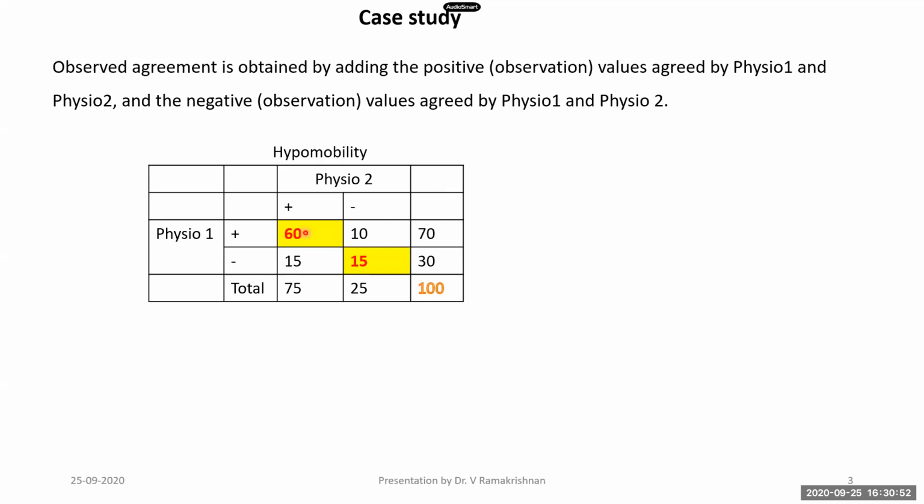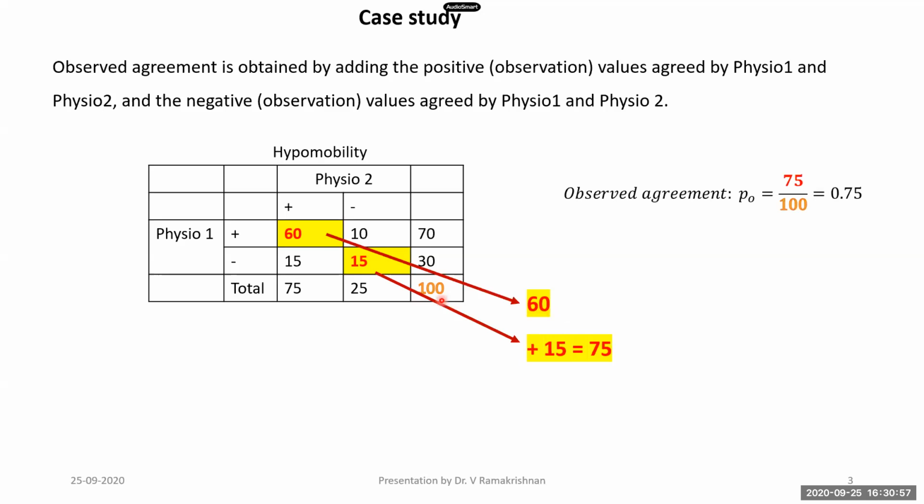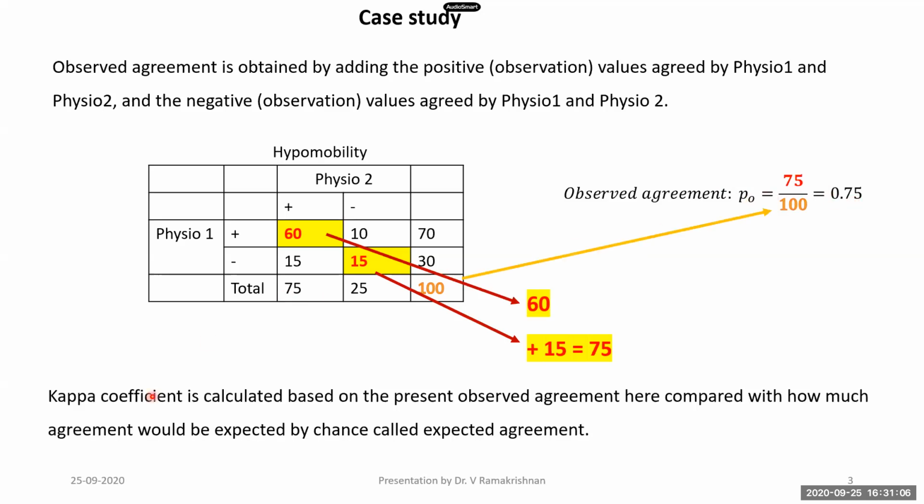We'll put it in the tabular form. 60 plus 15 is 75 by 100 total. Therefore, observed agreement we will say is PO. O stands for observed. So PO is equal to 0.75. Now, kappa coefficient is calculated based on the present observed agreement, that is 0.75, compared with how much agreement would be expected by chance, called expected agreement. So it also considers the expected agreement. How much agreement would be expected by chance.